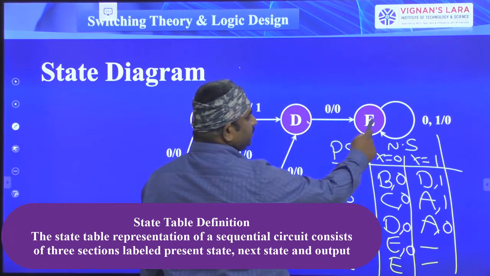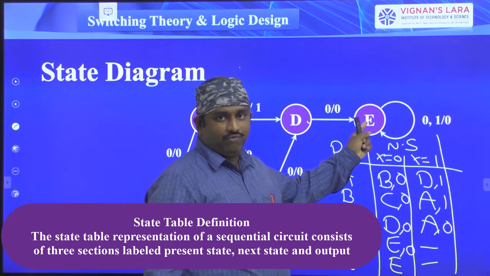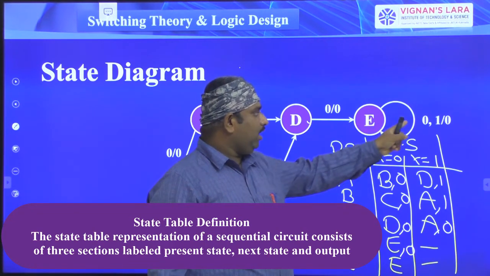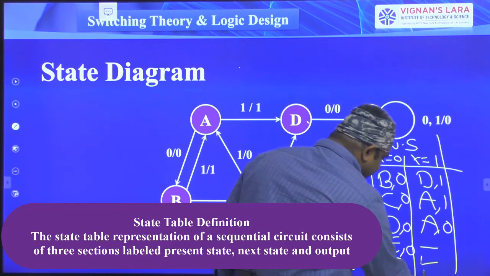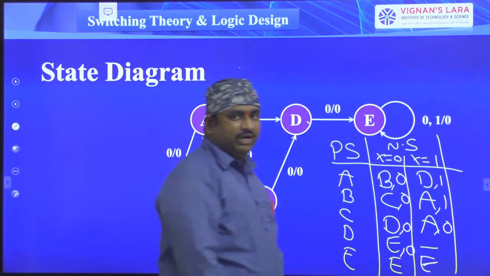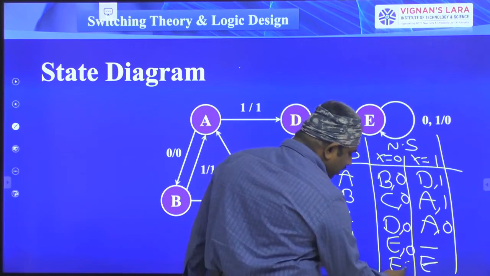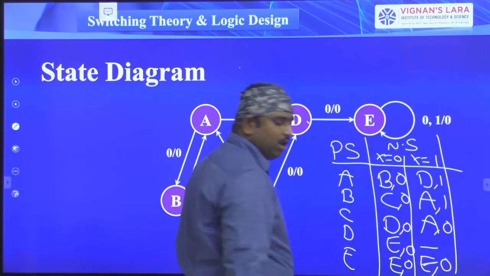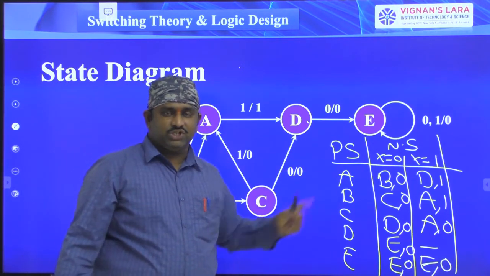So see here we have a logic. We forgot that. From E we are going to E again. Whenever X is equal to 0 and X is equal to 1, for both combinations, the next state is E. I forgot that. Now coming to the output, for both states, output is 0. So this is the state diagram, and this is the state table.